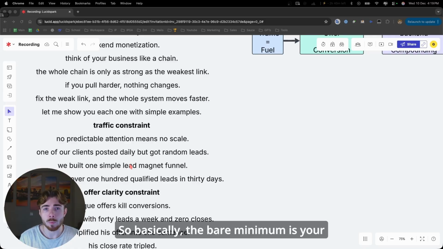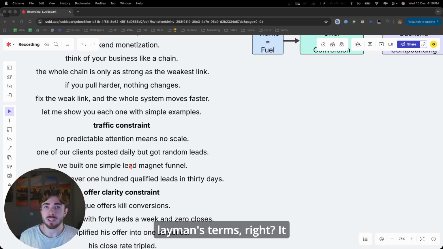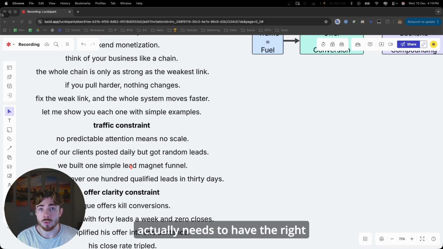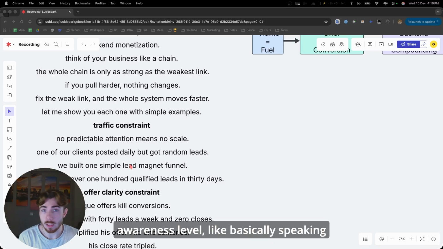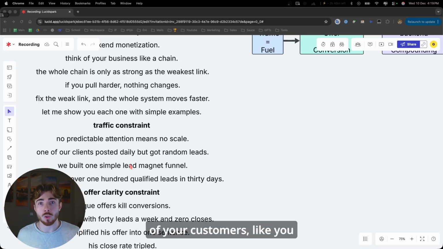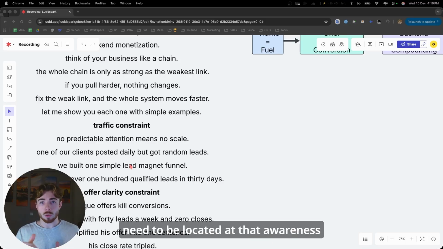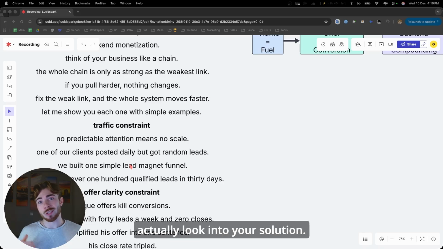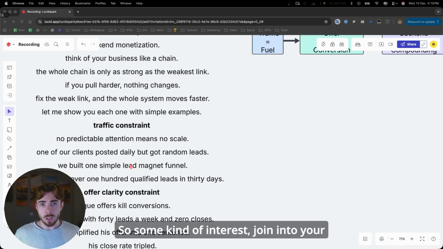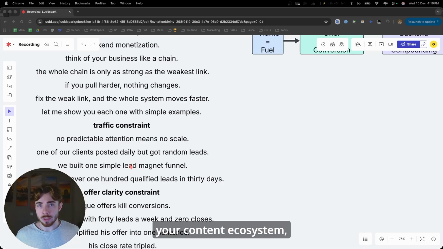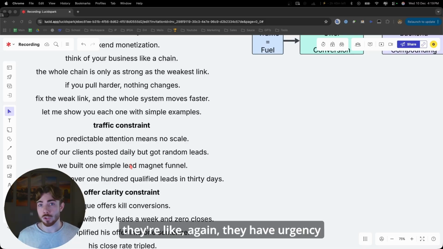So basically, the bare minimum is your ICP should understand the messaging of your lead magnet, or basically your offer, in layman's terms, right? It actually needs to speak to the right awareness level of your customer. You need to be located at the awareness level where they're ready to look into your solution, show some kind of interest, join your ecosystem, your organic ecosystem or content ecosystem, or even just directly buy because they have urgency and pain.